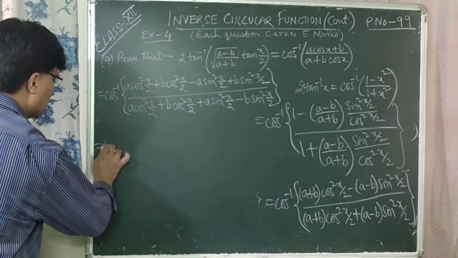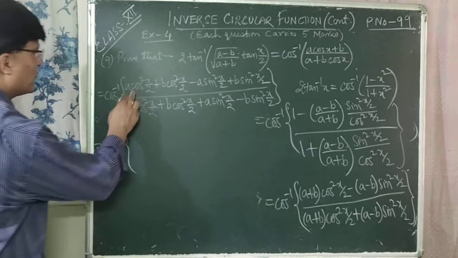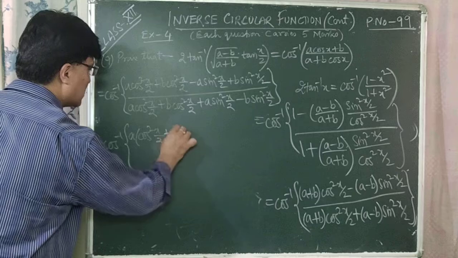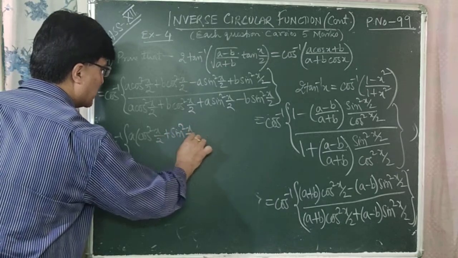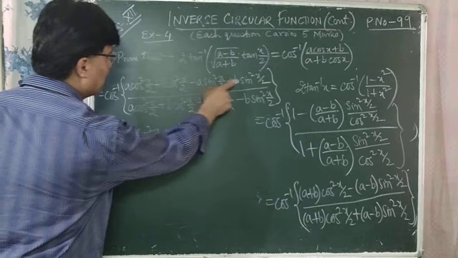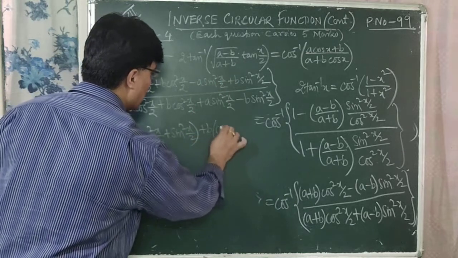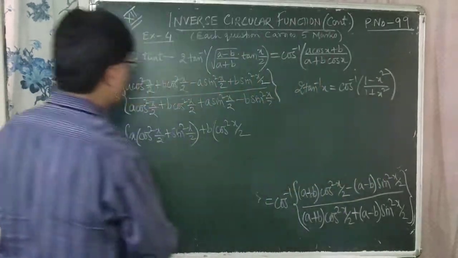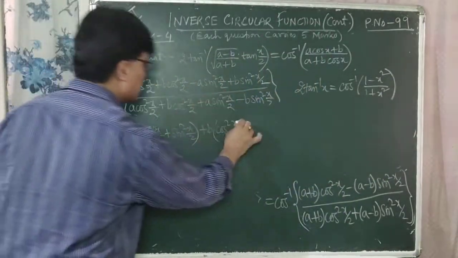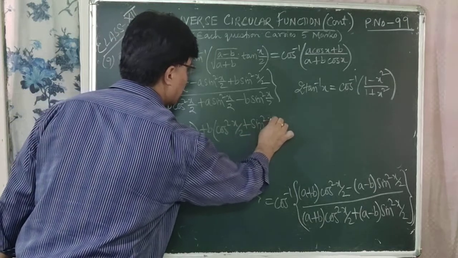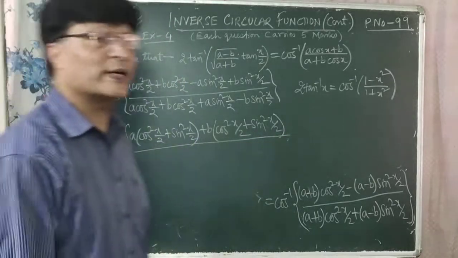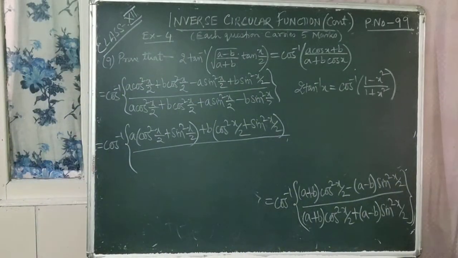B. So it is equal to cos inverse within second bracket, from first and third, A is common. So it is cos square x by 2 plus sin square x by 2, right? Next, from second and fourth, what is common there? B. Within bracket cos square x by 2 plus sin square x by 2. Is that clear? Divided by. In the denominator also you can take common similarly.